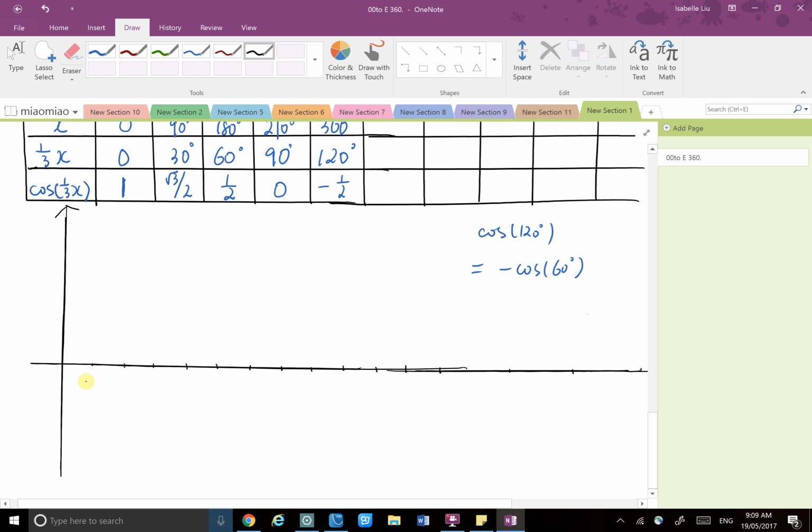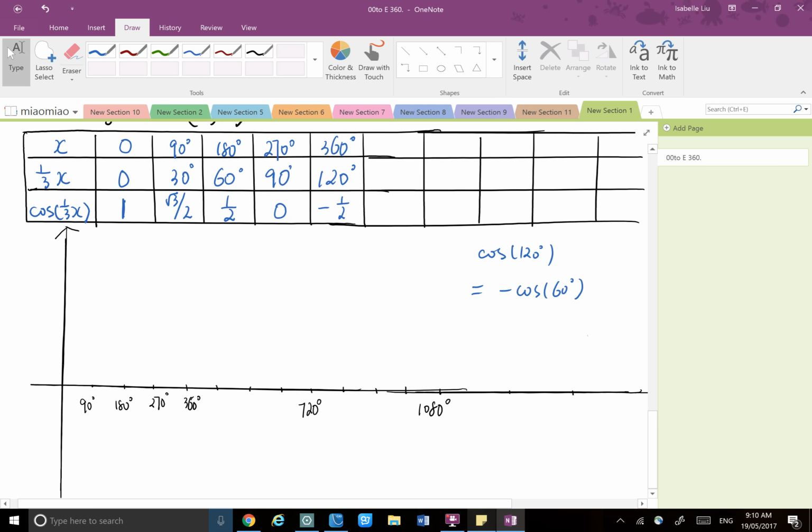Let's say that's 90, 180, 270, 360. Okay, I'll draw quite small scales. 1, 2, 3, 4. That's 720. 2, 3, 4. That will give me 360, 1080. Okay. So what I can see is when x equals 0 degrees, I will have 1.